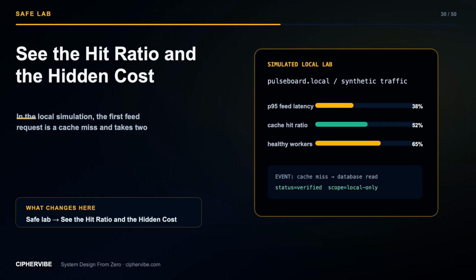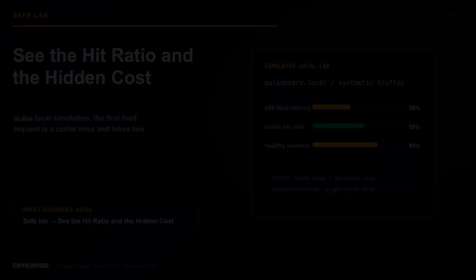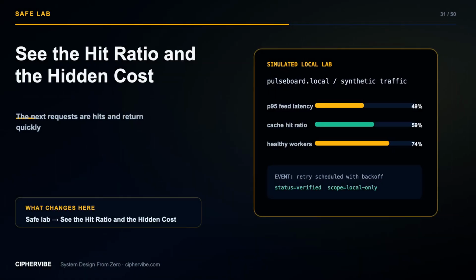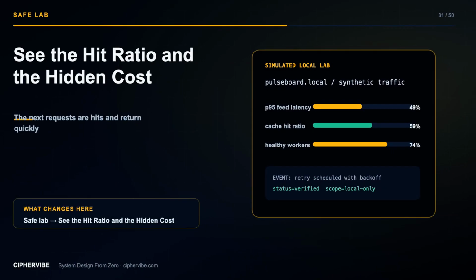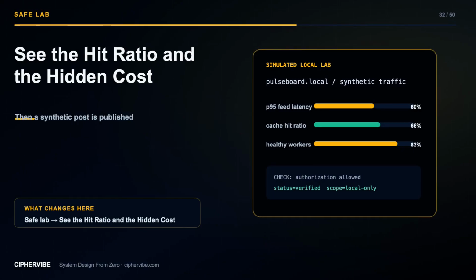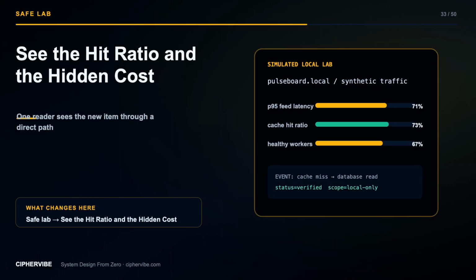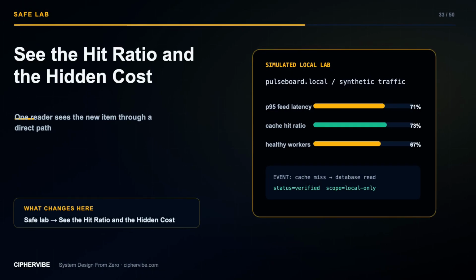In the local simulation, the first feed request is a cache miss and takes 200 milliseconds. The next requests are hits and return quickly. Then a synthetic post is published. One reader sees the new item through a direct path. Another reader sees the prior cache entry for 3 seconds. The dashboard labels both states.